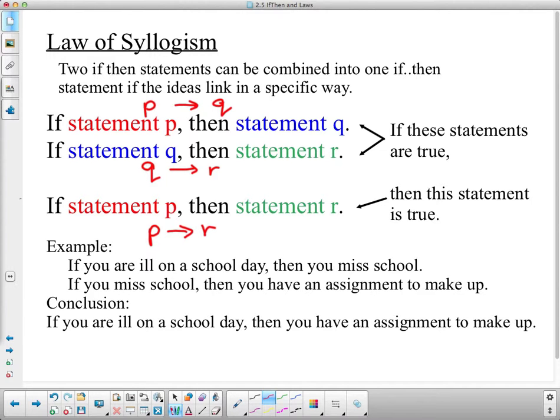So here's an example. If you're ill on a school day, then you miss school. If you miss school, then you have an assignment to make up. In high school, they don't. So if you are ill on a school day, then you have an assignment to make up. So notice that you missed school was the conclusion there and the hypothesis here.